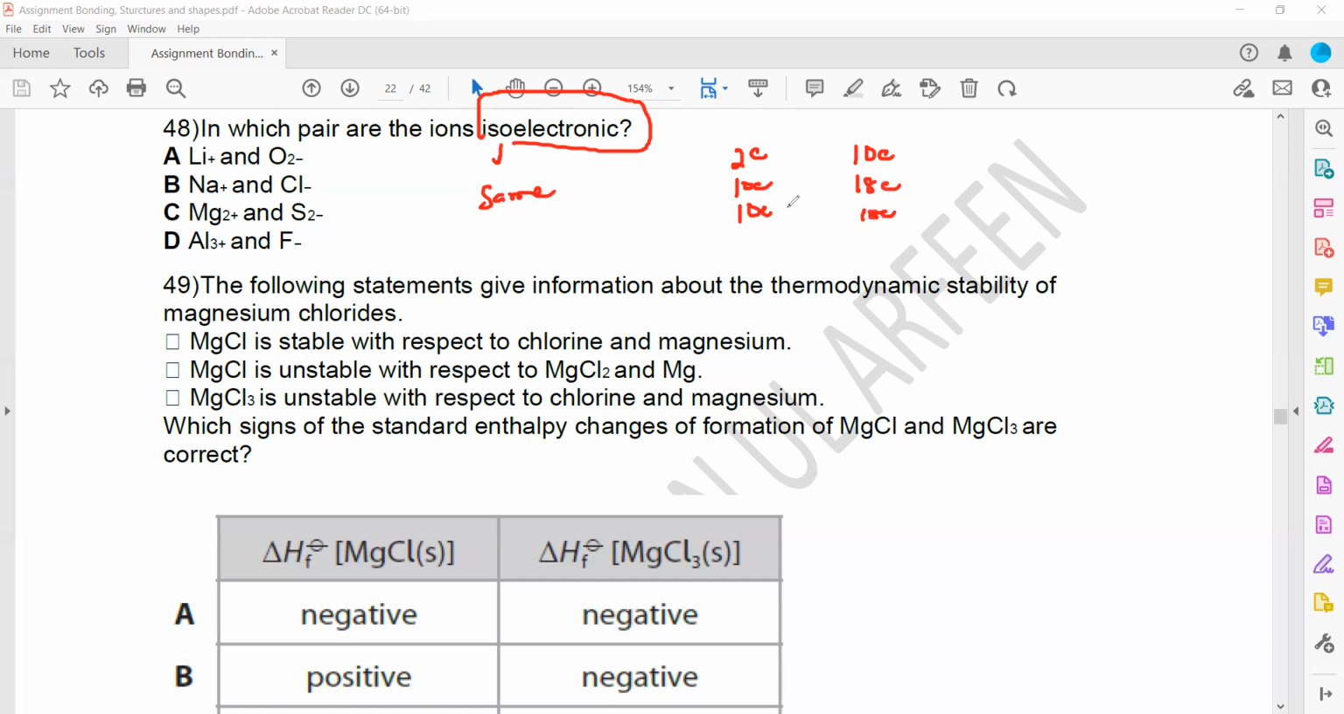We just have to check the electrons. Aluminium has 13 electrons, 13 protons, so if it is plus 3, it will have 10 electrons. Fluorine has 9 protons, 9 electrons, but the fluoride ion is there, so 10 electrons. So aluminium and fluoride ions are isoelectronic because they have the same number of electrons. So for 48, D is the right answer.